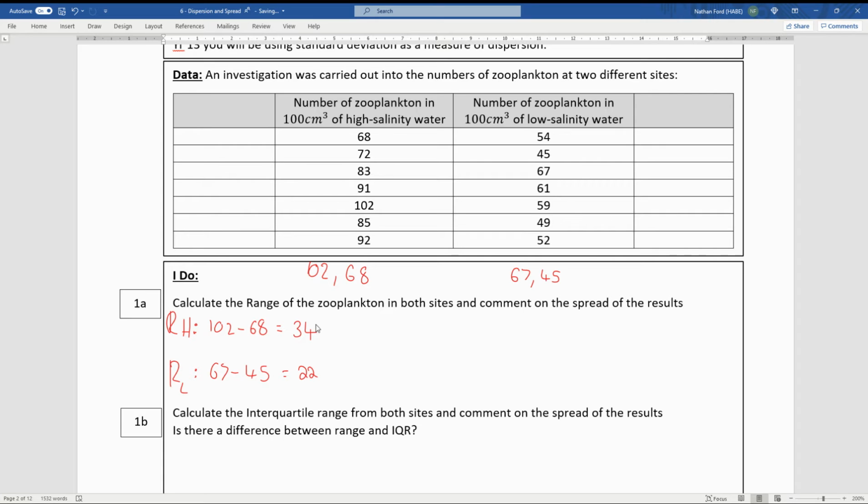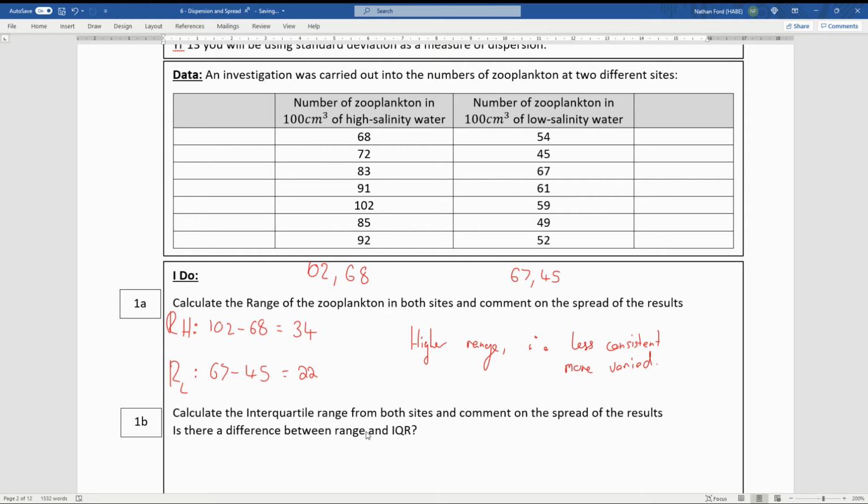If we look at the dispersion, how spread these results are, with the range only, we can notice that the high salinity water has a higher range. Therefore, it is less consistent, or you could also say it is more varied. It has a larger range, which means it's less consistent or more varied.